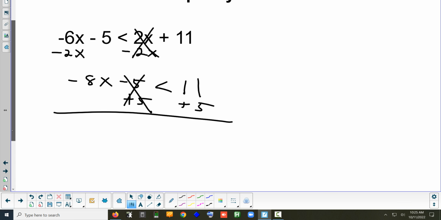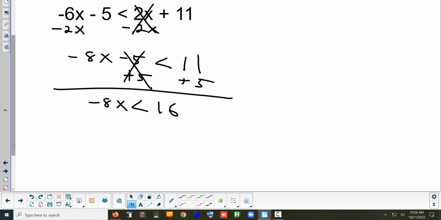And Abby, can you tell me what that'll give me for a new inequality? So my next step after I simplify what I have. You add on the side? So we're going to have a less than, and what's going to be on the left? Negative 8x? Yep, and on the right? 16. Okay, so now that's the inequality I'm working with. Negative 8x is less than 16. Adding and subtracting is done.